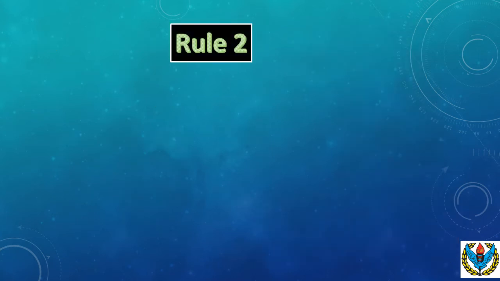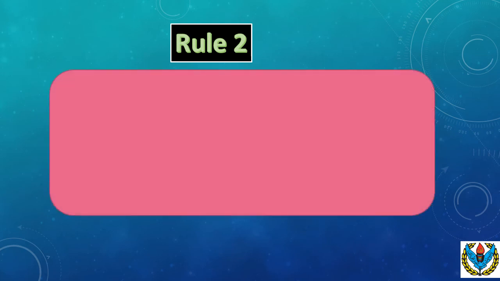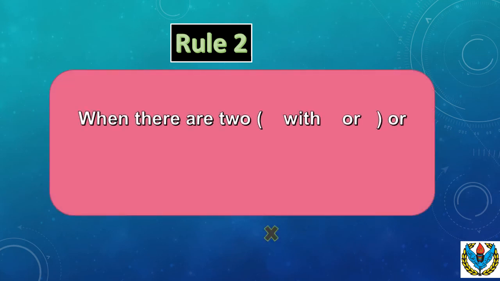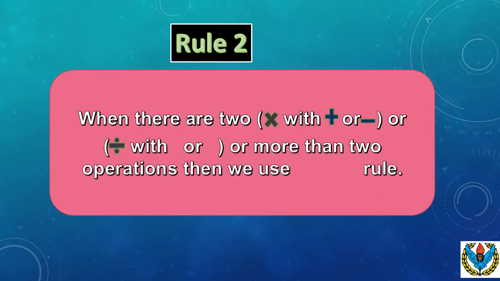Moving further towards the rule number 2. The rule number 2 is when there are two operations, multiplication with addition or subtraction, or division with addition or subtraction, or more than two operations, then we use Demas rule.